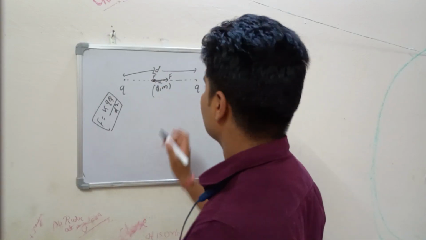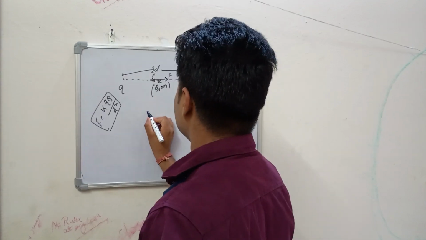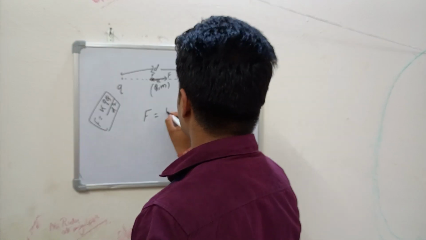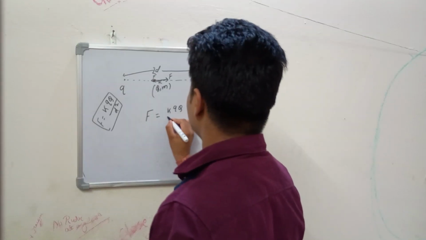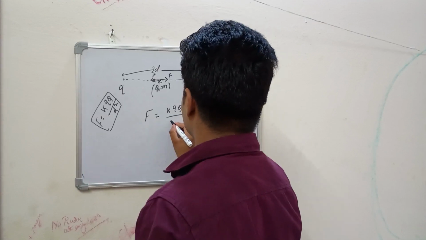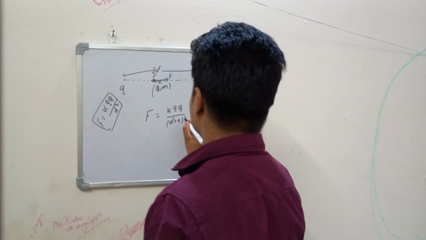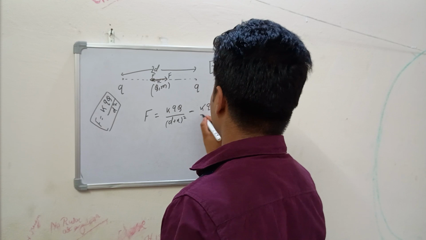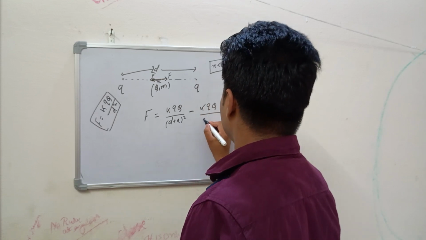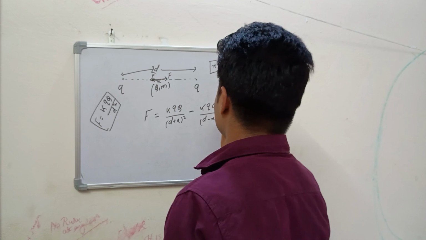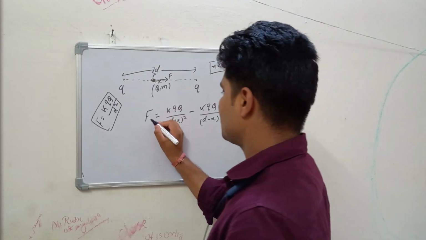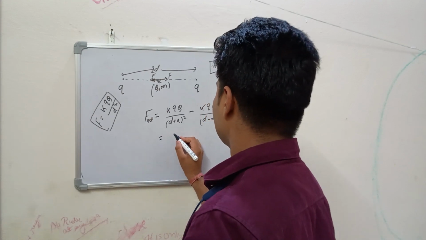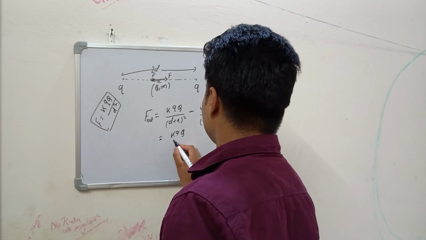If we move in this direction, this will be x, and our charge will be here. Now I am writing the net force. It will become F equals KQq by d plus x whole square minus KQq by d minus x whole square. This is the net force, F net. Now I am solving this.